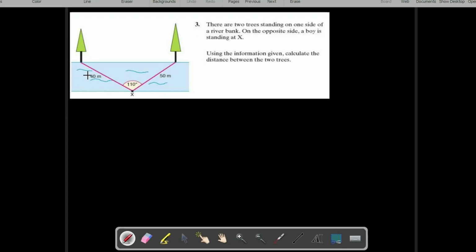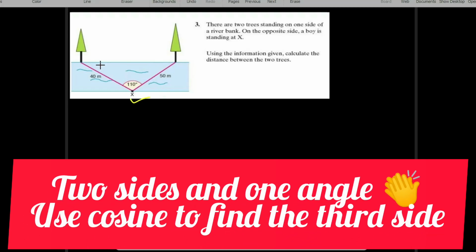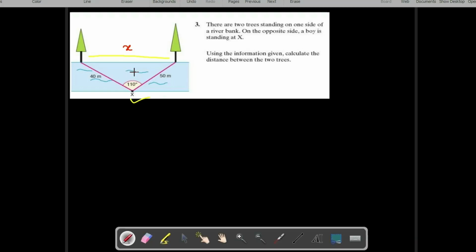In this question, there are two trees standing on one side of the bank of a river. On the opposite side a boy is standing. Now use this information to find the distance between these two trees. Suppose this is x. There is a relation between three sides and one angle, so again we can go ahead and use the cosine rule.